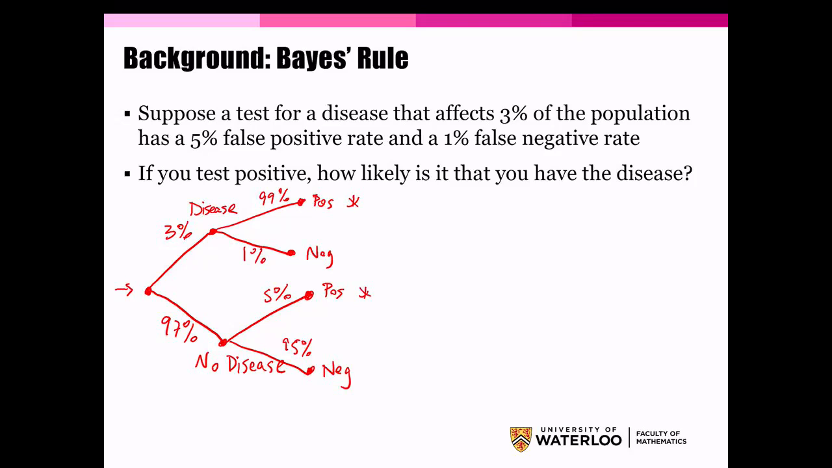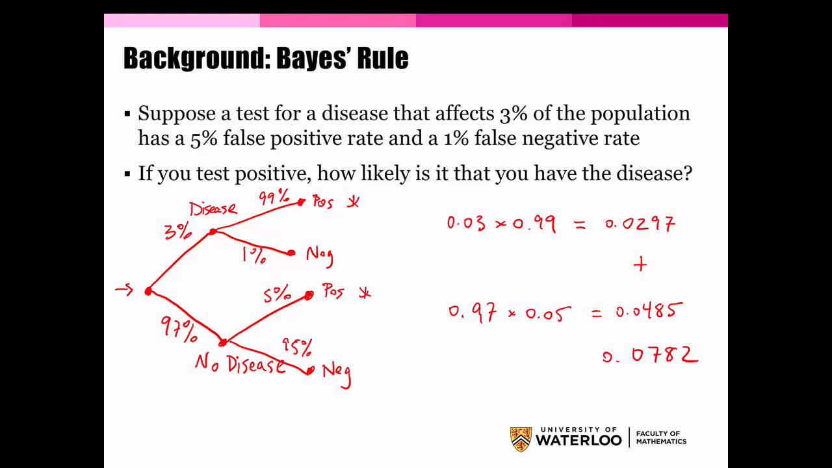The top branch here is 3% of the population and then 99% of that. So that's going to be 0.03 times 0.99. I've got to get a calculator, I can't do that in my head. Probably someone can do it faster than me. 0.03 times 0.99 is 0.0297. And then these folks down here, 97% of them do not have the disease, and 5% of those will test positive anyway. So that's 0.97 times 0.05, which is 0.0485. Altogether, if we add those two, plus 0.0297, that's 0.0782, so 7.82% of the population are going to test positive.